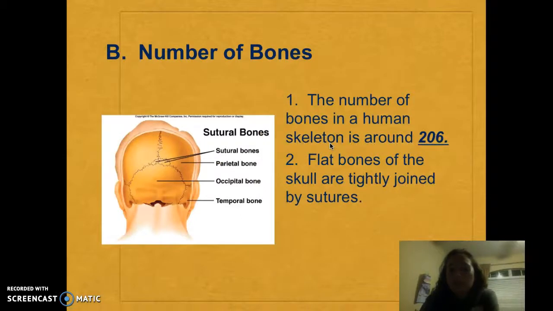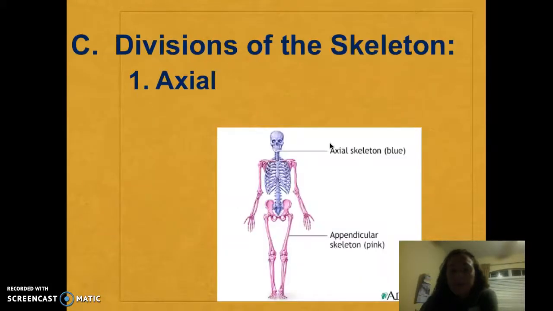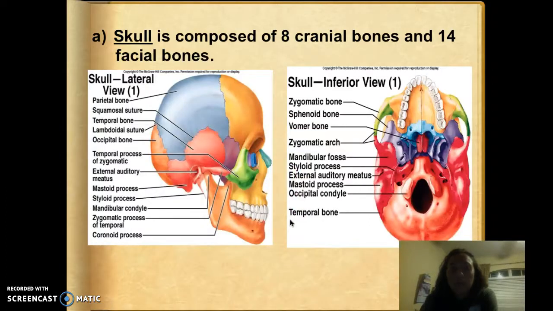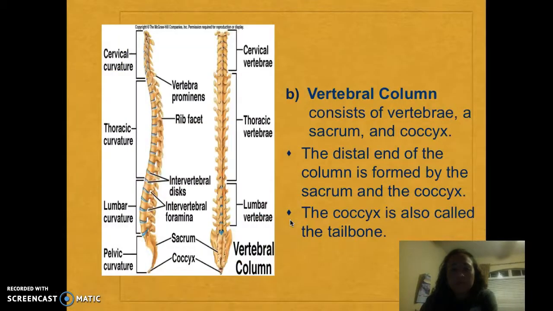You have 206 bones. They're flat. So axial again in this picture would be blue, and pink is your appendicular. The skull is composed of 8 cranial bones and 14 facial. And then you have your vertebral column. I'll go more into this, but you have your cervical, which is your neck, thoracic, which is your upper back, lumbar is the curve of your lower back, and then you have the sacrum and the coccyx, which is your tailbone.